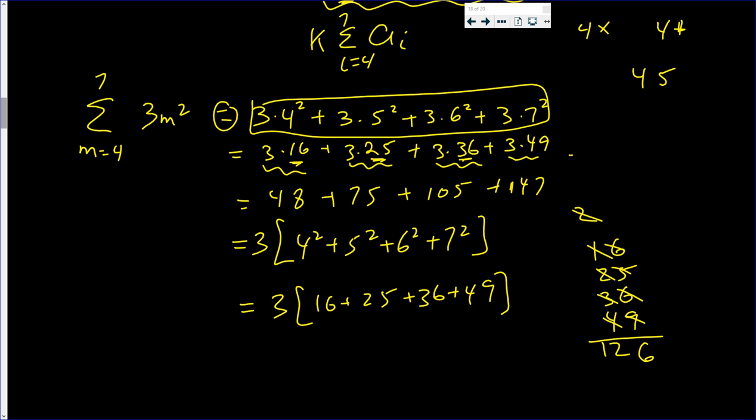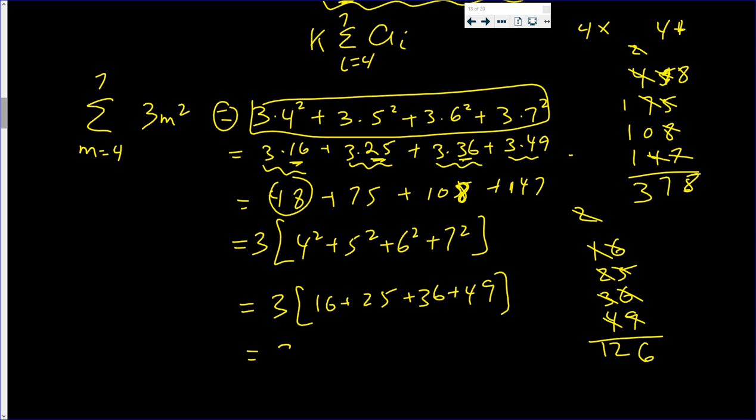48, 75, 108, and 147. Still not right. Okay, so now we have it because this was 48, but for whatever reason, I wrote down 45. So it's going to be 3 more. Okay, so finally we get 3 times 126, which is 378.